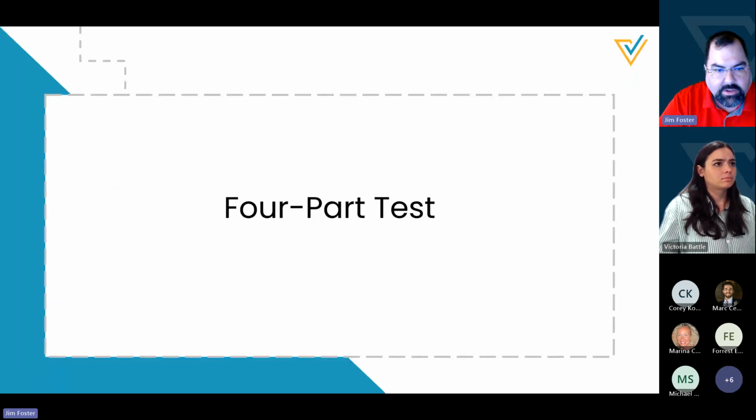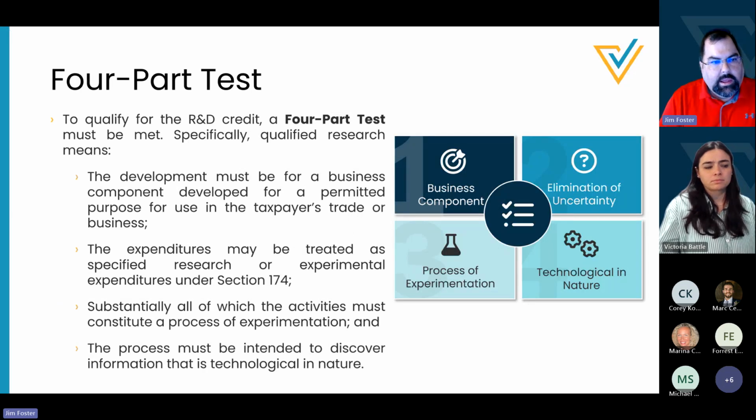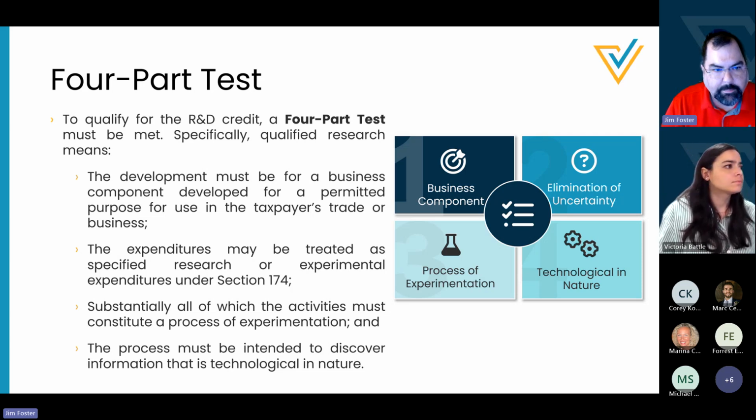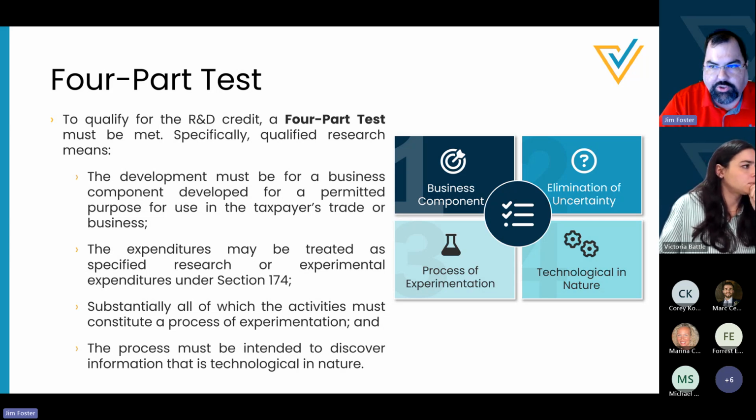With that being said, let's dive into the four-part test. In order to qualify for the credit, there's a four-part test that has to be met. If you don't meet this test, you don't get to any of the other exceptions, exclusions, or anything else. It just doesn't qualify. So you have to have a business component being developed for a permitted purpose. The expenditures have to be able to be treated as specified research or experimental expenditures under 174. Substantially all of the activities must constitute a process of experimentation, and the process of experimentation must be intended to discover information that is technological in nature.